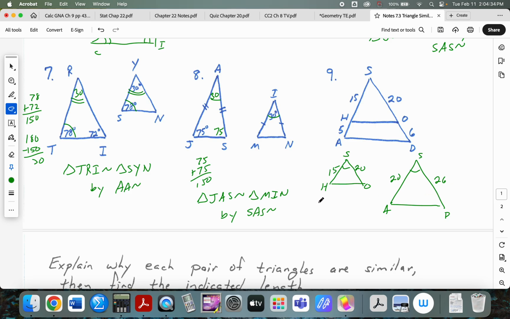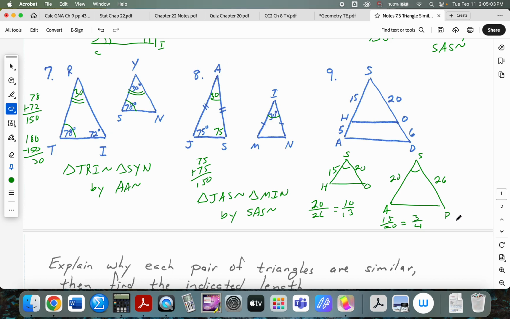Well, let's see if these are proportional. So I'll pick the biggest side over here, 20, and match it up with the biggest side in the second triangle, 26. That reduces to 10/13. Then I'll take the smaller one with the smaller, 15 over 20. That reduces to 3 over 4.